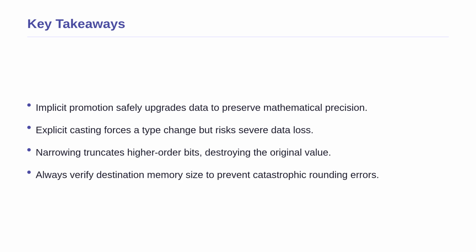We have covered the critical mechanisms of type conversion. Remember, implicit promotion safely expands your data to preserve precision during math operations. However, explicit narrowing casts carry a severe risk of silent data loss and truncation. Always ensure your destination data type is large enough to hold the value you are pouring into it. Mastering these concepts ensures your statistical models and mathematical calculations remain perfectly accurate.